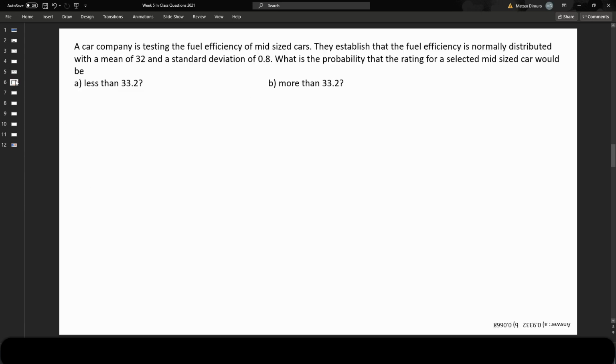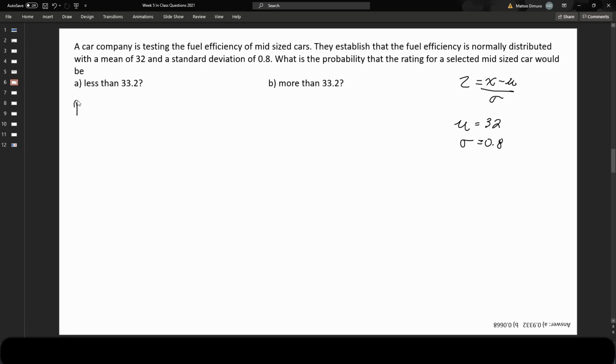All right, next. A car company is testing the fuel efficiency of mid-sized cars. They established that fuel efficiency is normally distributed. So right away, as soon as I hear that, I'm like, okay, that's the formula for a z-score. With a mean of 32 and a standard deviation of 0.8. What is the probability that the rating for a selected mid-sized car would be less than 33.2?